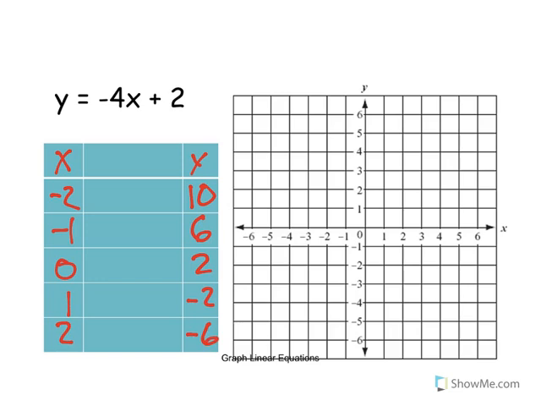So I'm going to plot only the ones that I can fit. I can fit negative 1, 6. I can fit 0, 2. I can fit 1, negative 2. And I can fit 2, negative 6 down here. So I'm going to say, okay, let me connect my points. All right, let me draw my arrows, and let me label my original equation somewhere near the line.